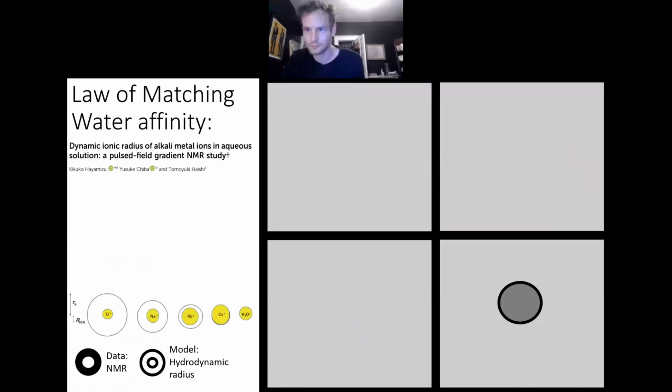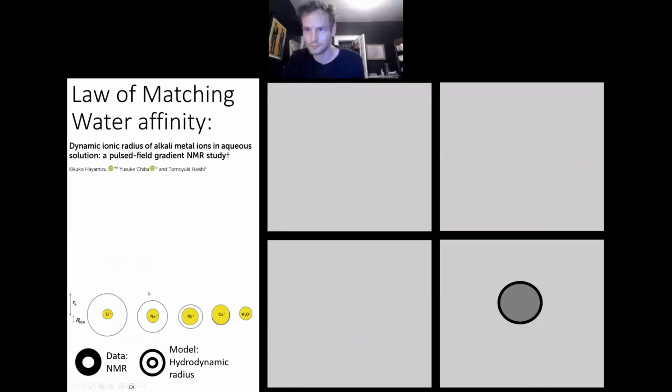So that's for anions. A similar experiment was done with NMR for positive cations, and they find that lithium has the largest hydrodynamic radius by NMR, and that cesium is the smallest. And this is, of course, kind of the opposite of the size of the atoms themselves, where lithium is really small.